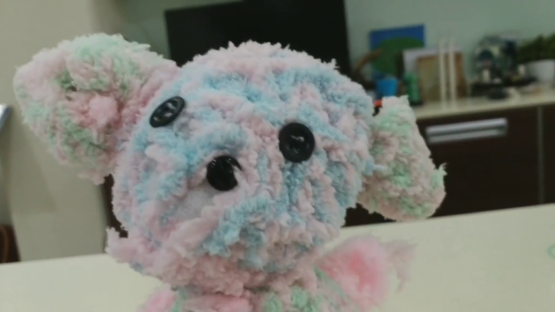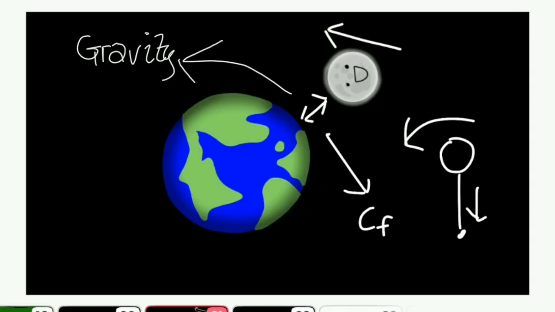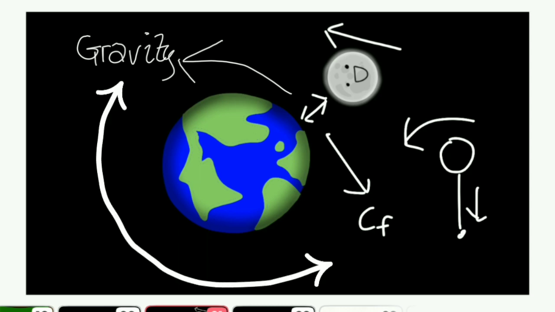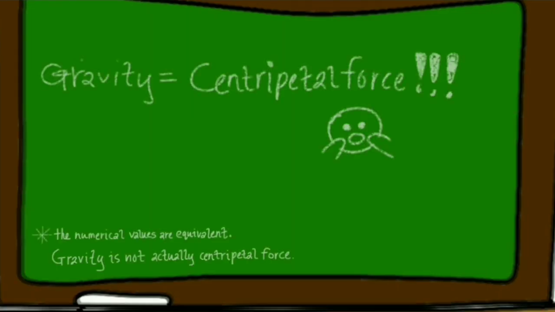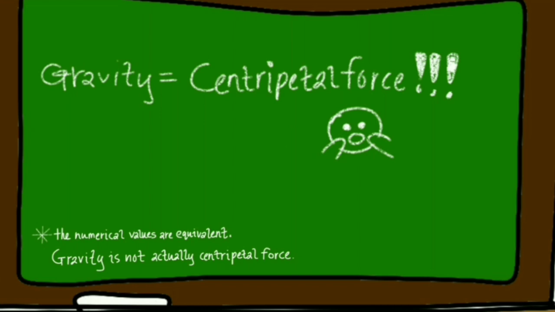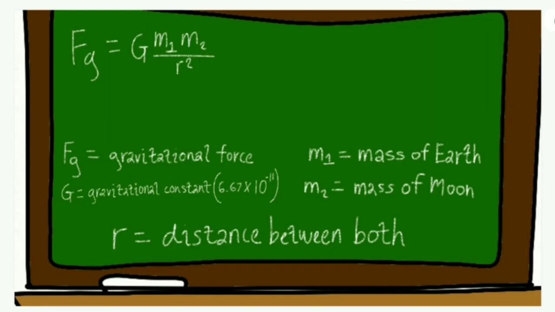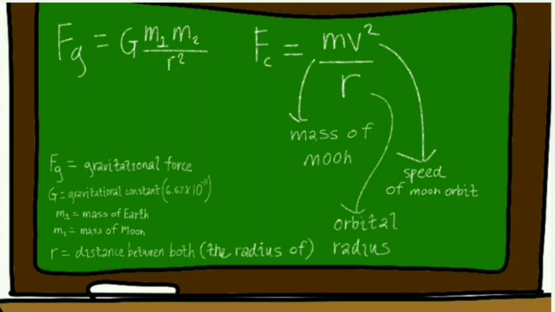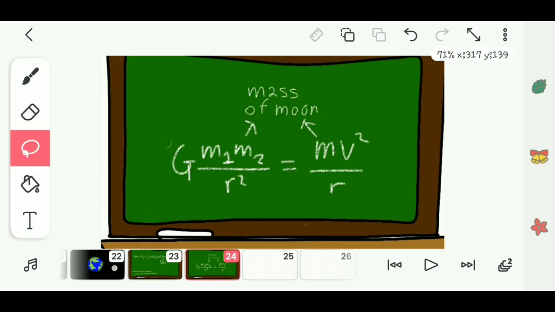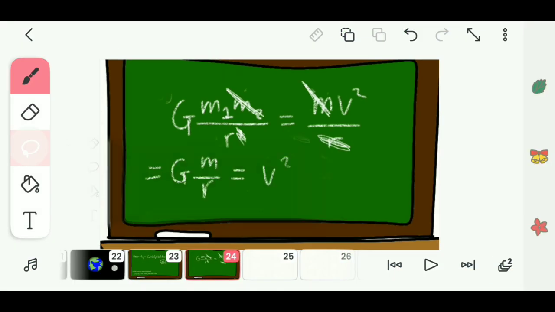Because gravity. If gravity is a force pulling on the moon, and centripetal force is also a force pulling on the moon, that means gravity and centripetal force are essentially the same. So here's the equation for gravity. Now, gravity is equal to centripetal force. Cancel out some repeating variables, and we end up with this equation.